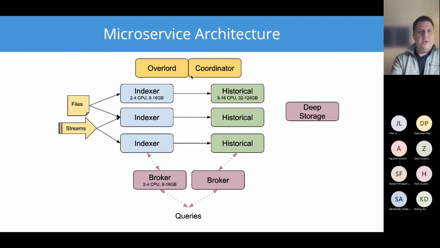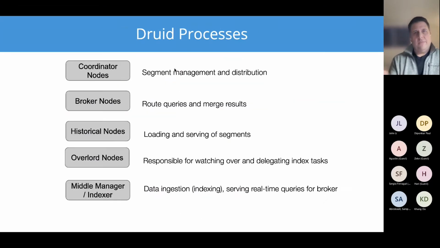So these are basically the services that run Druid, right? The coordinator manages segments and the distribution of that data across the system. The broker nodes route queries and merge results. The historical nodes are responsible for loading and serving segment files and long-term data. The overlord is responsible for watching over and delegating tasks, indexing tasks, batch tasks, real-time index tasks, things like that, making sure that they're alive and working as they should.